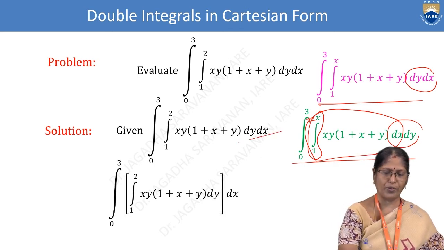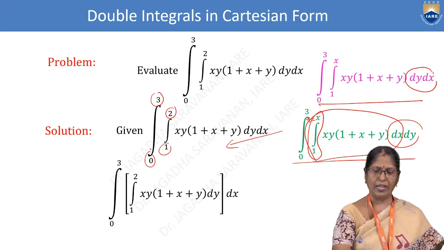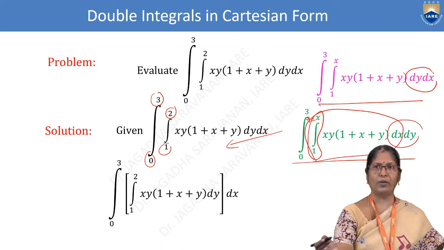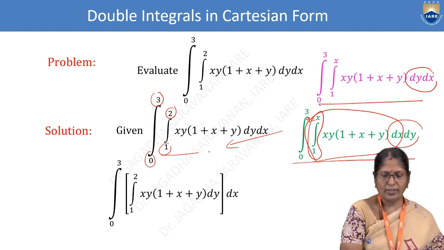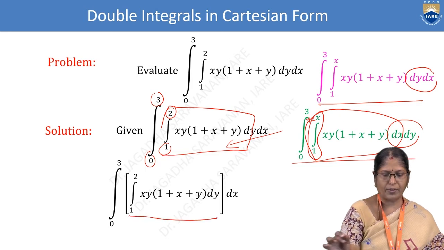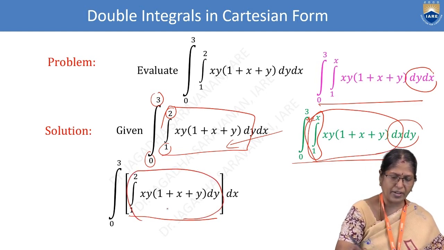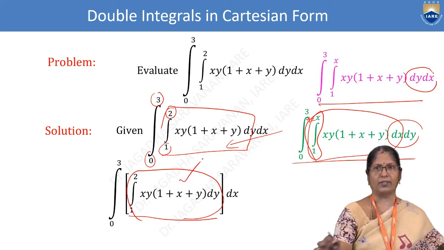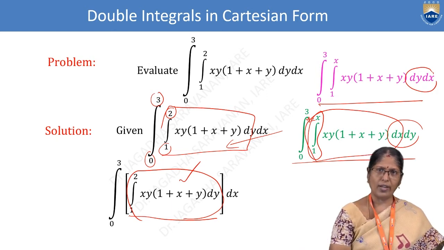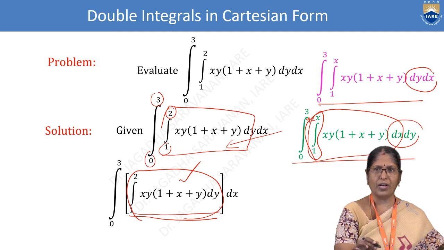Now, we will come back to our question. Here the four limits are constants, so we can do dy dx or dx dy, and we will reach the same answer. This interior integration is kept in a bracket. We are going to focus on it separately. First we evaluate the interior integration, and then substitute the result in this place. Otherwise we could keep it here itself, but to avoid careless mistakes we are doing this evaluation separately.